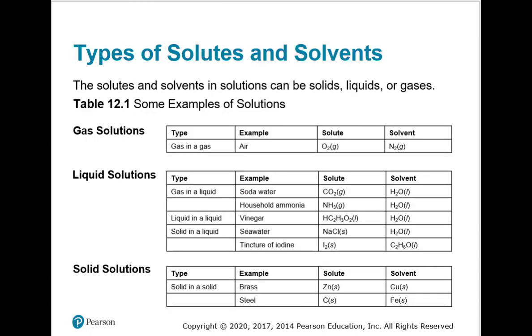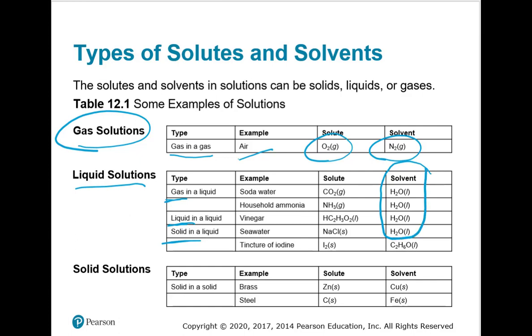Here are a bunch of different types of solutes and solvents. When we have gas solutions, like a gas in a gas, like air, we have oxygen as the solute and nitrogen gas as the solvent. For liquid solutions, we can have gases in liquids, a liquid in a liquid, and a solid in a liquid. Notice that for our solvent, water is a very common solvent. Here we have ethanol, like that iodine example, iodine dissolved in ethanol. But for soda water, we have carbon dioxide dissolved in water. For ammonia, we have ammonia dissolved in water. For vinegar, we have acetic acid in water. For seawater, we have salt dissolved in water.